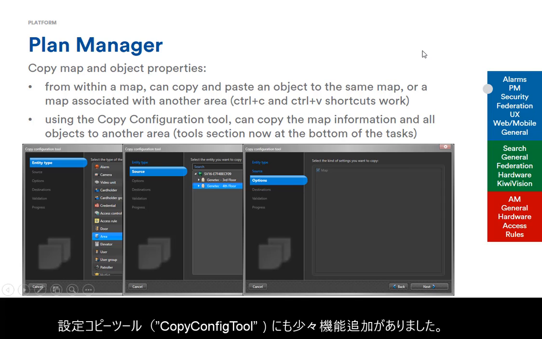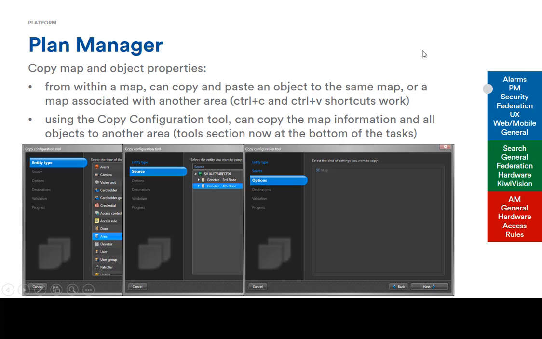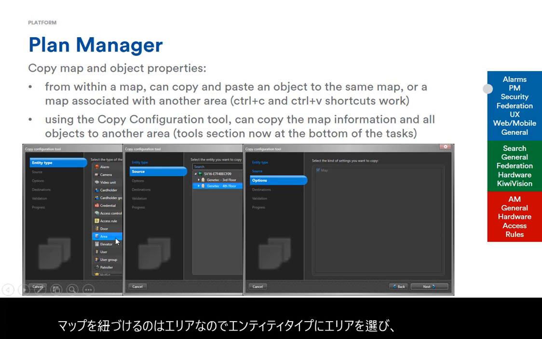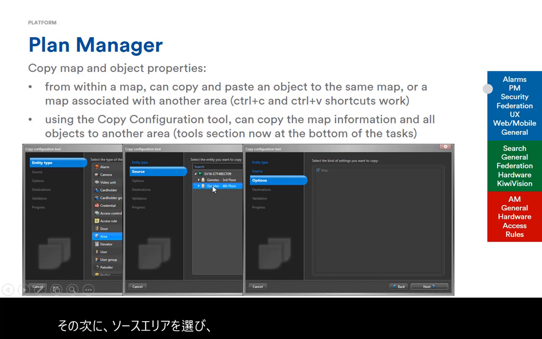Now there's a few things that they've added to the copy configuration tool, and you may have noticed the tool section moved as well. But one of the first ones that they added was in Plan Manager. We can actually copy the map settings from one area to another. So within the copy configuration tool, the entity type, we choose area, of course, because that's what we're associating the map to. I want to choose my source area. And then under the options, of course, the only thing we can copy for an area at the moment is the map information. So that's grayed out because that's the only thing we can do.